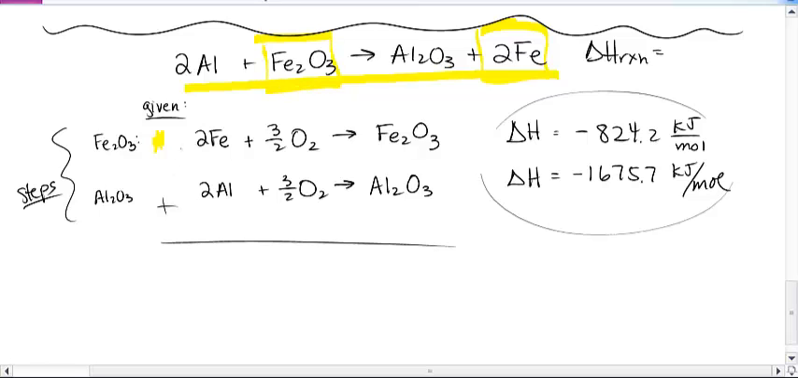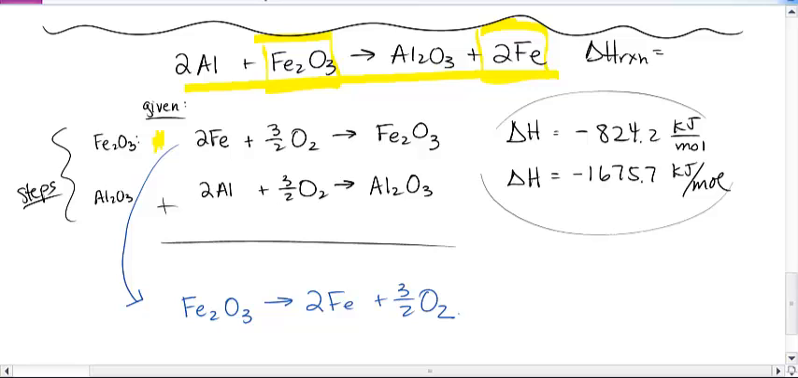So I am going to take this reaction and I am going to flip it over. I'm going to reverse it, Fe2O3, making it exactly backwards, to 2 iron plus 3/2 of an oxygen. Now before, in this direction, it was exothermic. So if I reverse the reaction, now delta H for this is going to be endothermic. It's going to be exactly backwards.